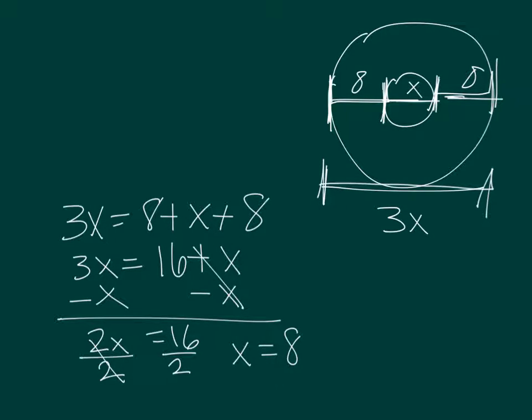Okay, so then we look at our question. It says, what is the diameter of the inner circle? And our inner circle was x, and we just found that x is equal to 8, so the diameter is 8 feet.